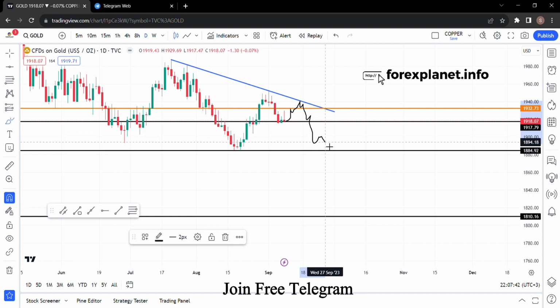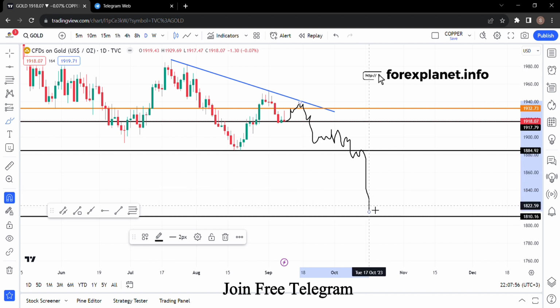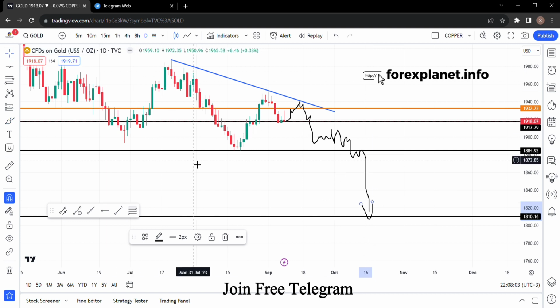Then we will see a little retrace here. Maybe one candle may push it, pull it, push it, pull it, but eventually it will break this zone and retrace here. Then again we will see a huge drop in the price of gold till 1810. Now I am saying this.